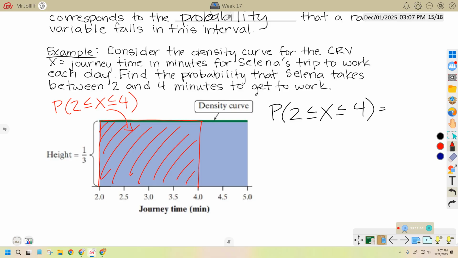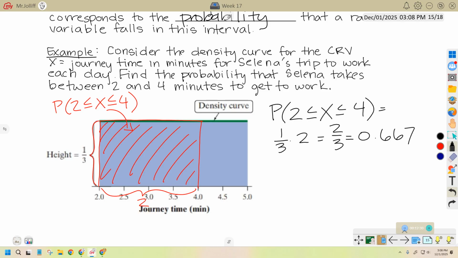And you guys told me that rectangles have an area of length times width. They gave us one side of that. They told us this height here is 1/3. What is the width down here? Goes from 2 to 4. What's the total width? 2. 4 minus 2 is 2. Yeah. So the area of that rectangle should be 1/3 times 2, which is 2/3, which is 0.667. I know, 667. I swear I'm not doing it on purpose.